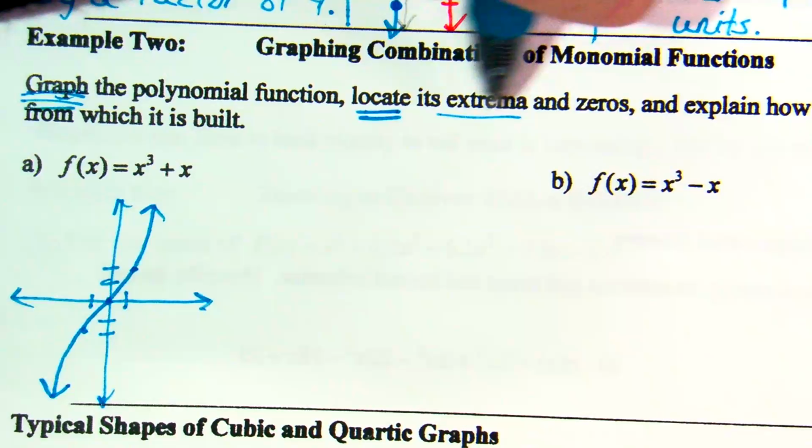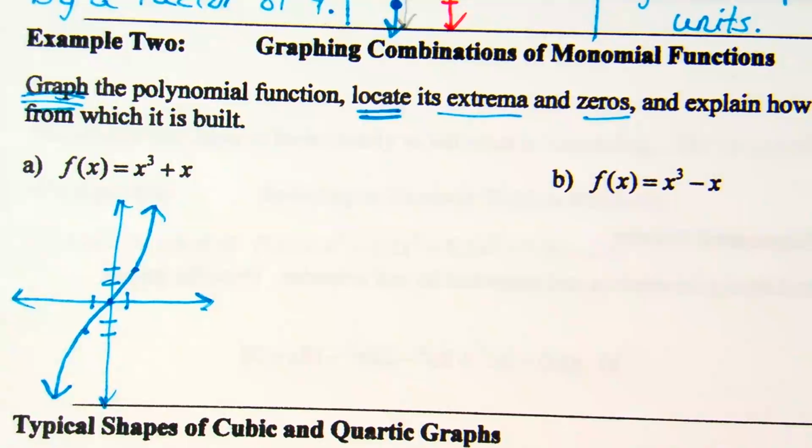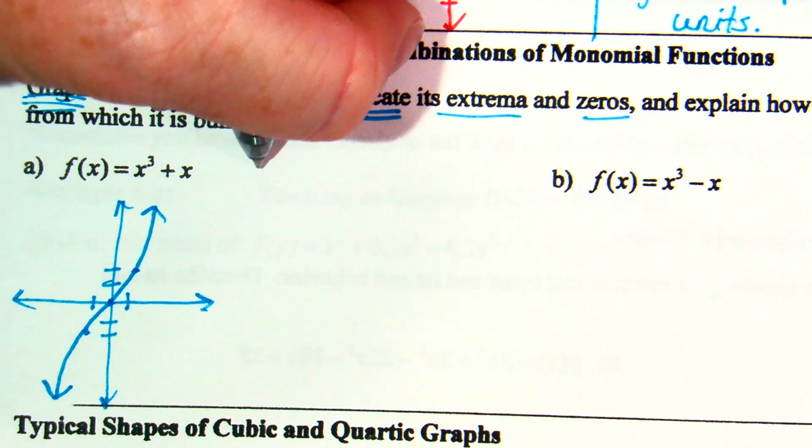Locate extremas and zeros. Okay, vocab time. Extrema. Mins and maxes, right? Extrema is a word you've got to know. Extremas are mins and maxes. Where do I have mins and maxes here? Do I have any mins and maxes? Maybe that's a better question. Remember, a min or max is a high place or a low place, right? What's my graph doing? It's just going off to infinity. Mins and maxes would be like hills and valleys. Do I have any hills and valleys? No. So in this particular example, we're going to say no extrema.